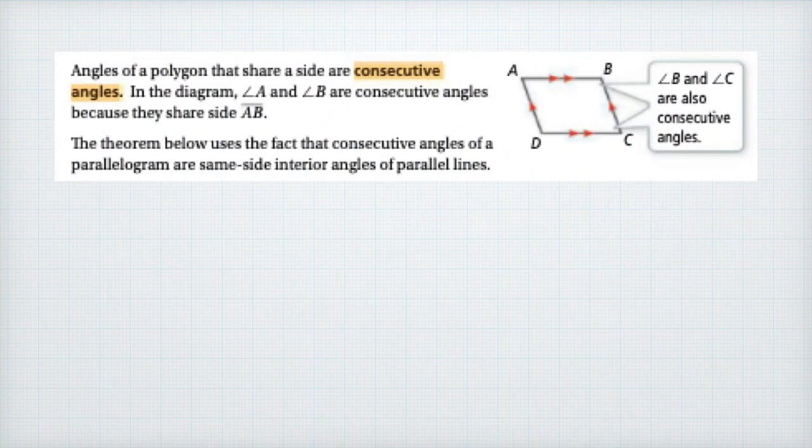Angles of a polygon that share a side are consecutive angles. So here, in this case, we have angle A and angle B are consecutive angles since they share side AB. So what can you say about the measurement of consecutive angles?